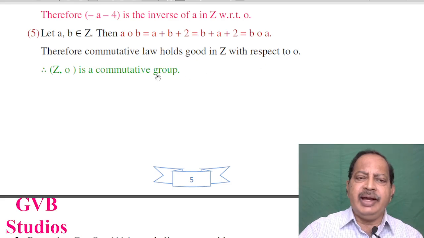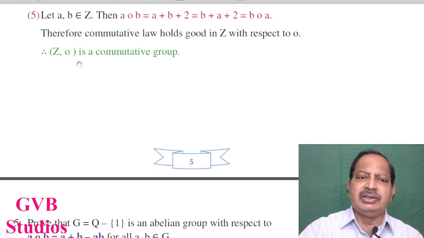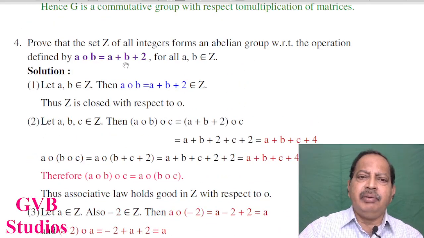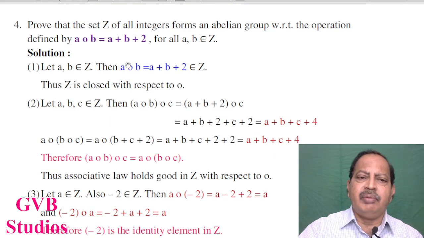So, all the five axioms, postulates or conditions are verified with respect to the definition of a group. So, we can say (Z, ∘) is a commutative group. Here, we are defining a binary operation on the set Z of all integers in some other way. We know that there is already an addition, but here we have defined some other binary operation, a ∘ b is equal to a + b + 2. This is one problem here.